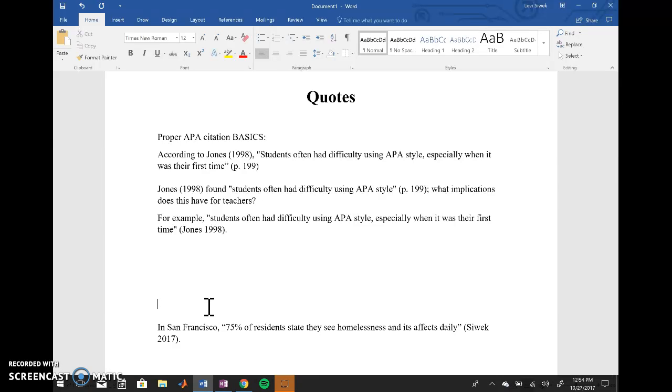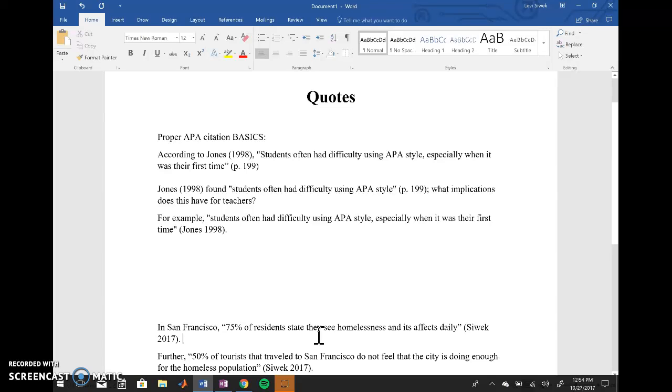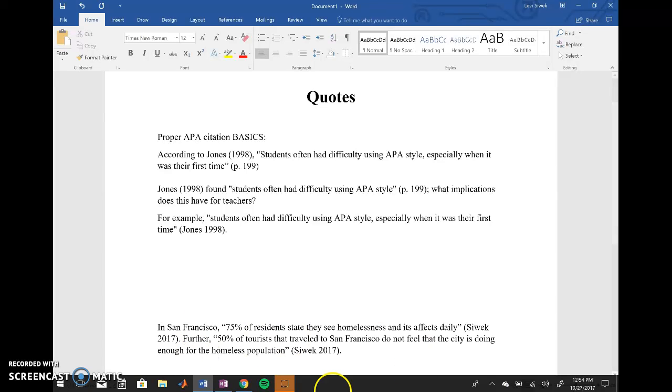And these quotes are entirely made up by me, and that's my last name, so don't think that any of these quotes are actually factual. So, in San Francisco, 75% of residents state they see homelessness and its effects daily. What I see a lot of students doing is proper APA citation, a great lead-up to the quote, and a perfect in-text citation at the very end, but then they just go right into another quote that's entirely different.